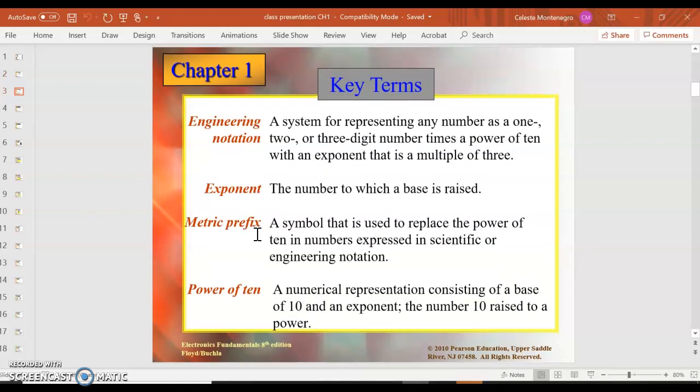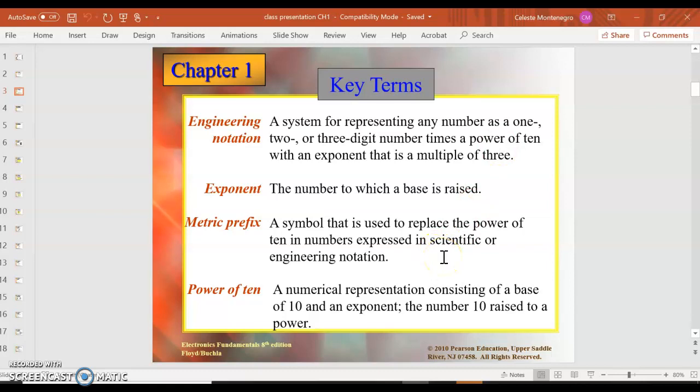Engineering notation. Engineering notation is a subsection of scientific notation, with the difference that in engineering notation we can have 1, 2, or 3 digits before the decimal point raised to a power of 10 that has to be a multiple of 3.